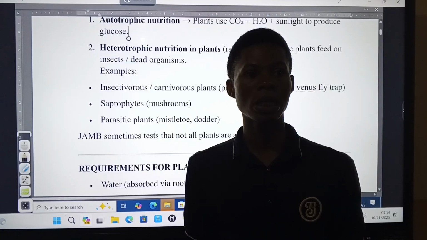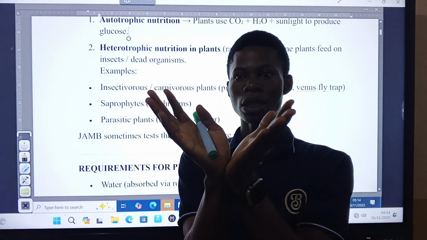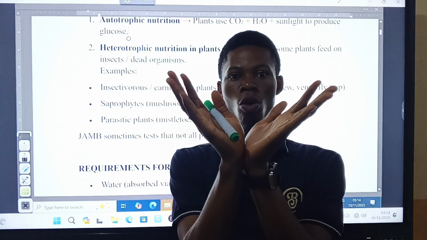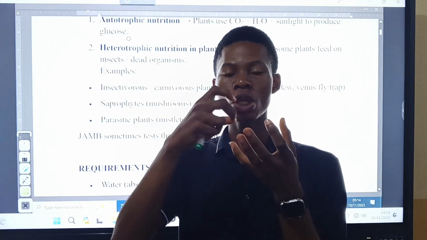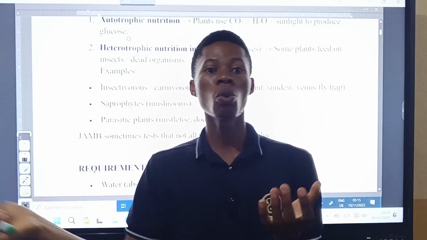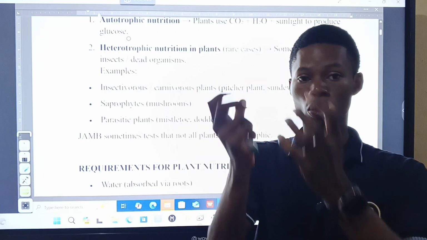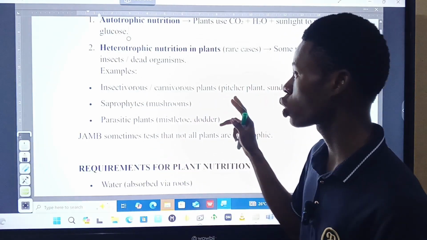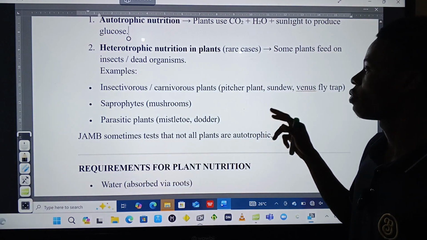There are some plants that trap insects. They open their leaves, like I'm calling it leaf now, and their leaves have good scents, nice scents, and bright colors to attract insects. So once an insect lands on them, they will close and release digestive juice to digest them. Those are insectivorous plants. Example, pitcher plant, sundew, Venus flytrap.